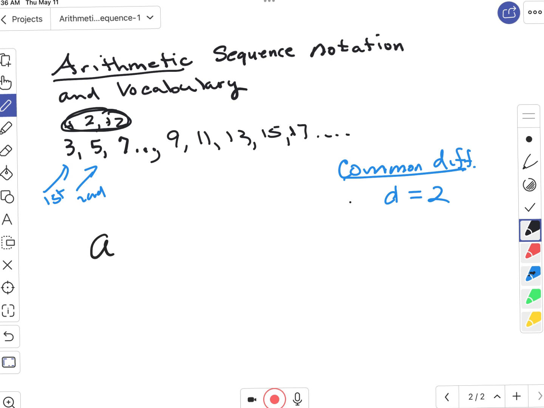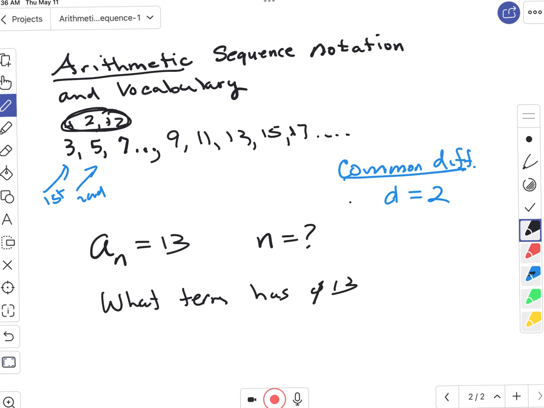So what if I said A sub n equals 13, and I said n equals what? Am I not asking you what term has a value of 13? So if you look, this is the value 13 that's in the sequence, and we want to know what term that is. So we've got the third term, we have the fourth term, the fifth term, and the sixth term. So we could say that n equals 6, meaning that the sixth term has a value of 13. So understanding that notation is very helpful.